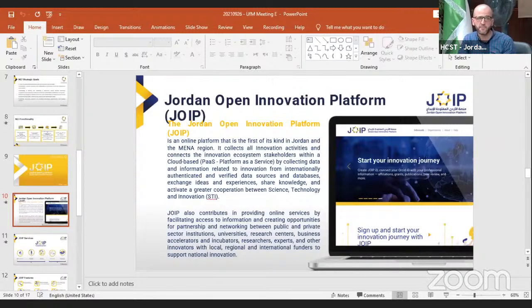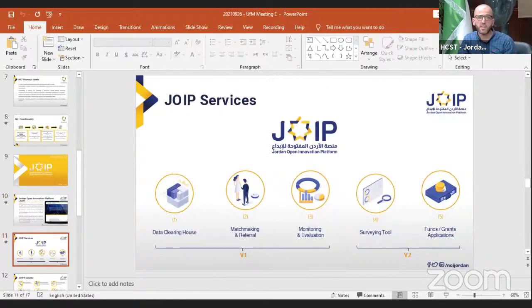Also, as a competitive advantage, we built it to be like social media networks such as Facebook, Twitter, and LinkedIn. The services to be offered by Joy will be divided into two phases. The first phase has a soft launch in July 2021. It includes a data clearing house, matchmaking and referral services, and monitoring and evaluation for all the innovation activities here in Jordan.